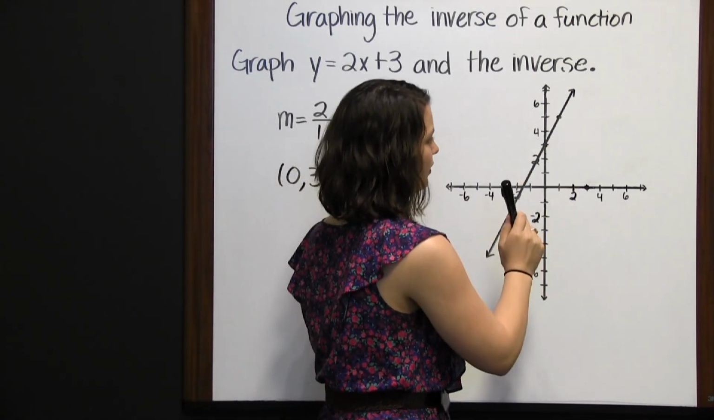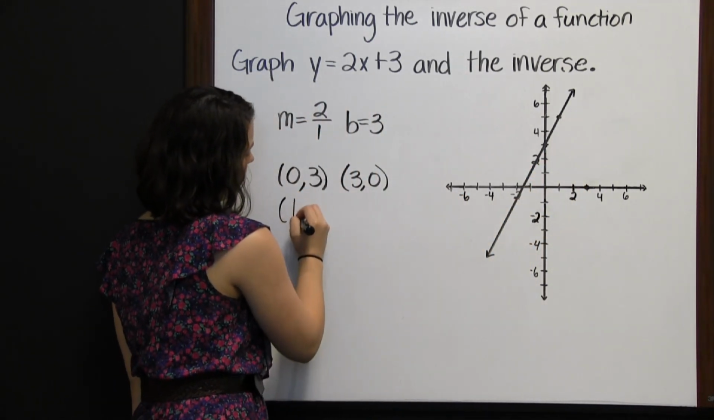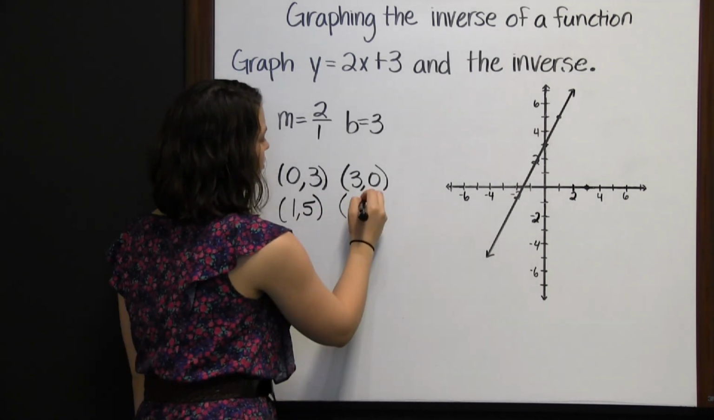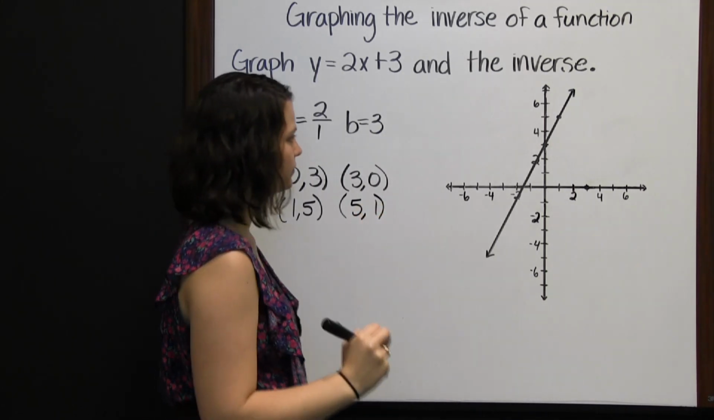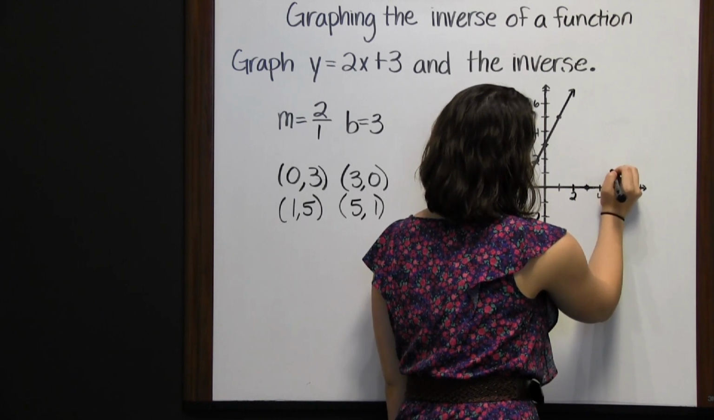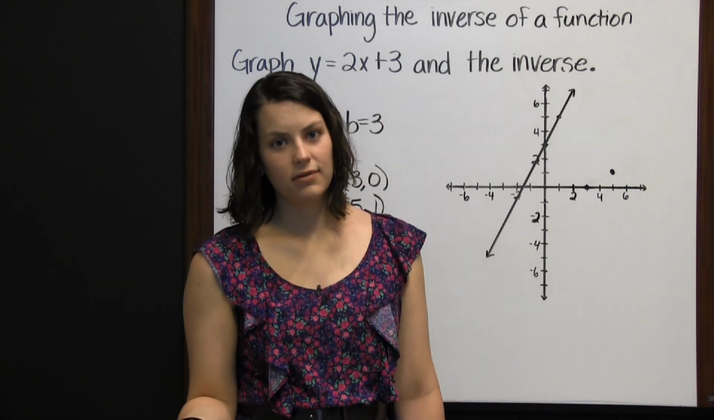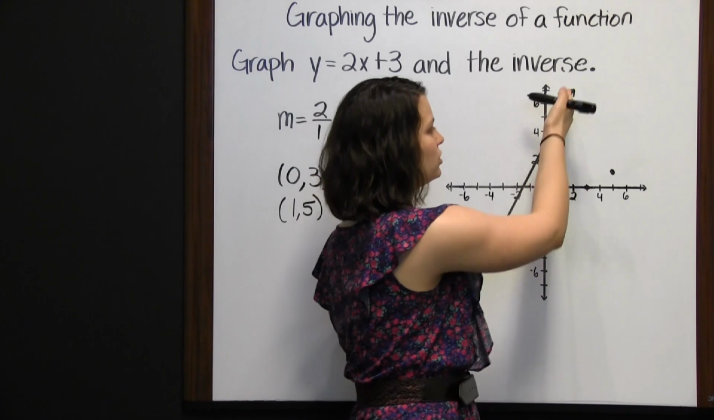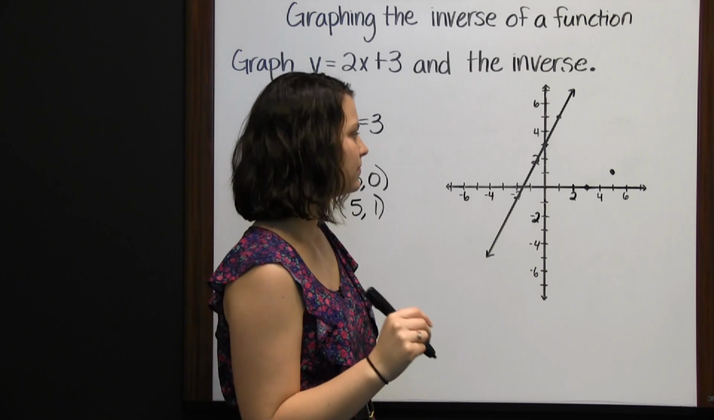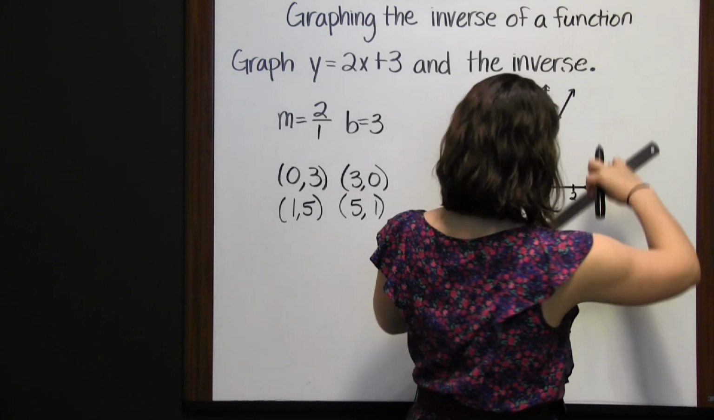Then we can take this other point we put on our graph, which is 1, 5, and do the same thing. Just switch the x and y coordinates, which makes it 5, 1. So over 5 and up 1. We could have done this with any 2 points from our original function, but since these were the 2 points we used to graph our line, they were easy to use to switch the x and y coordinates. Now that we have our 2 points for our inverse function, we can connect those with a line.